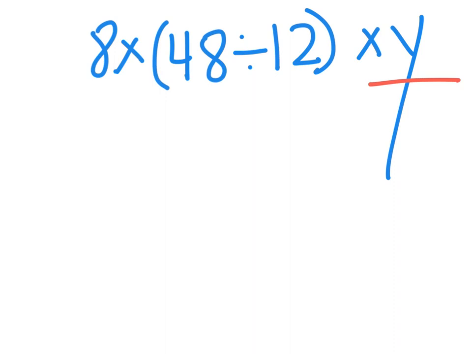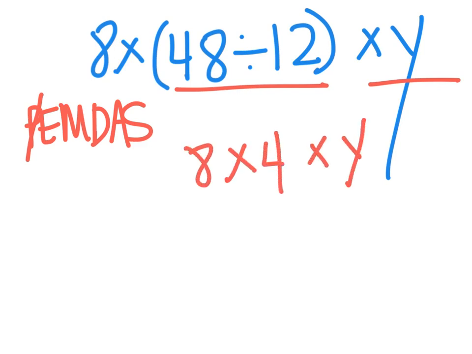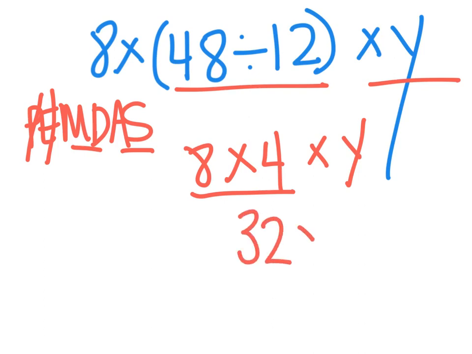I'm going to go through and do PEMDAS. And so I'm going to start with my parentheses. 48 divided by 12 is 4. So now I have 8 times 4 times y. I don't have any exponents. I'm going to either multiply and divide, then add and subtract, but I don't have addition or subtraction. All I really have left to do is multiplication. So I can multiply 8 times 4. That's 32. So now I have 32 times y.